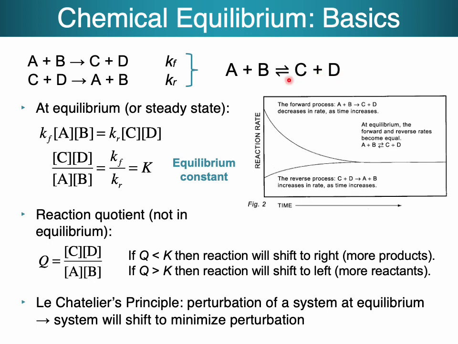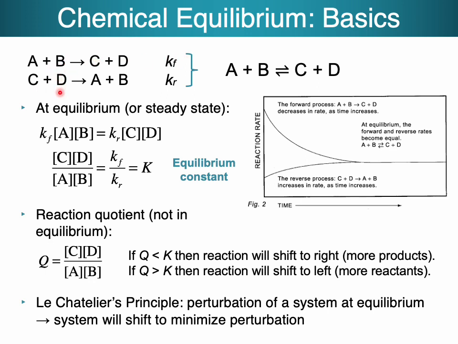We usually write it out like this: A plus B becoming C plus D, but with a double-ended arrow here, signifying that this is a reversible reaction. A and B can become C and D, but C and D can also react to become A and B. They are actually separate reactions, so A and B becoming C and D is one reaction with a rate constant Kf, which means the rate constant for the forward reaction.